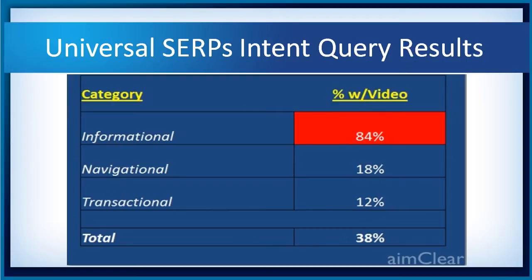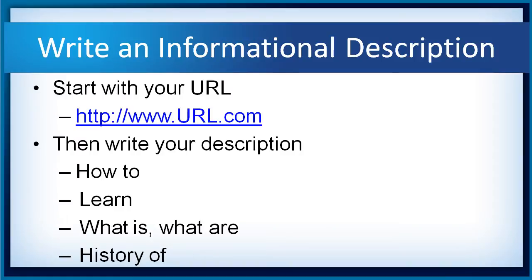So transactional would be things like buy this, navigational might be a URL. Informational, however, is video descriptions that start with your URL because that gives it a clickable link. And then you would write your video description using words like how to do something, learn about, what is, what are, or the history of.